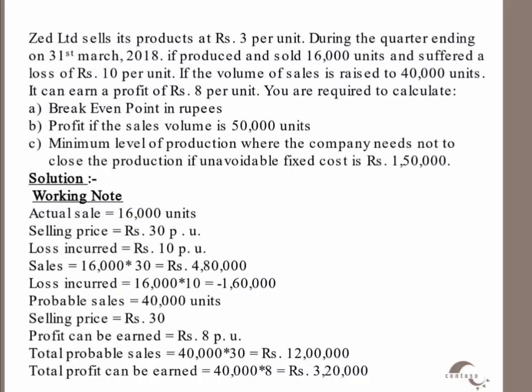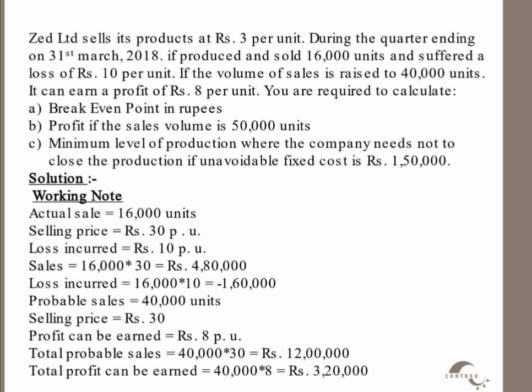Today I'm discussing strategic cost management problem 16. The question is: Set Limited sells its product at rupees 13 per unit during the quarter ending on 31st March 2018. It produced and sold 16,000 units and suffered a loss of rupees 10 per unit. If the volume of sales is raised to 14,000 units, it can earn a profit of rupees 8 per unit. You are required to calculate the break-even point in rupees.